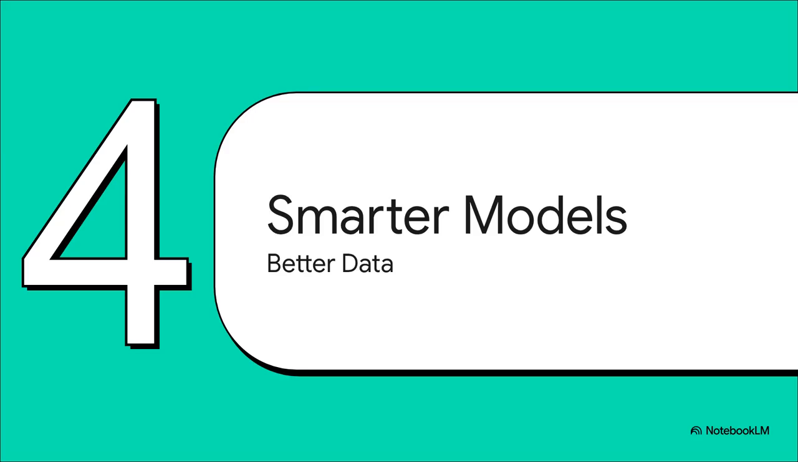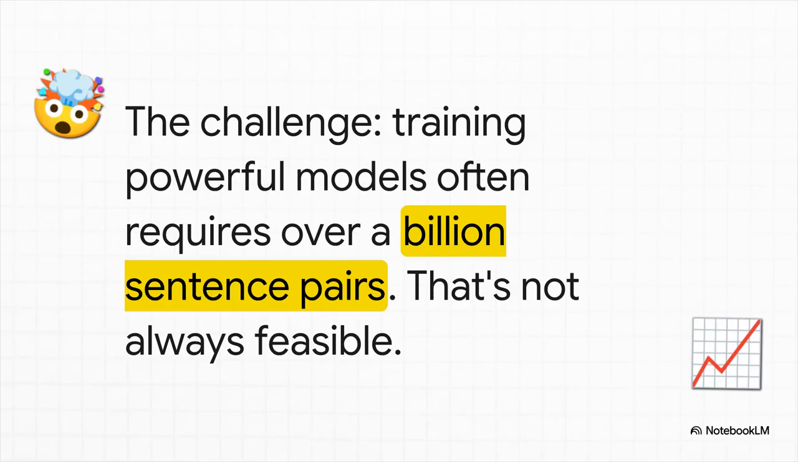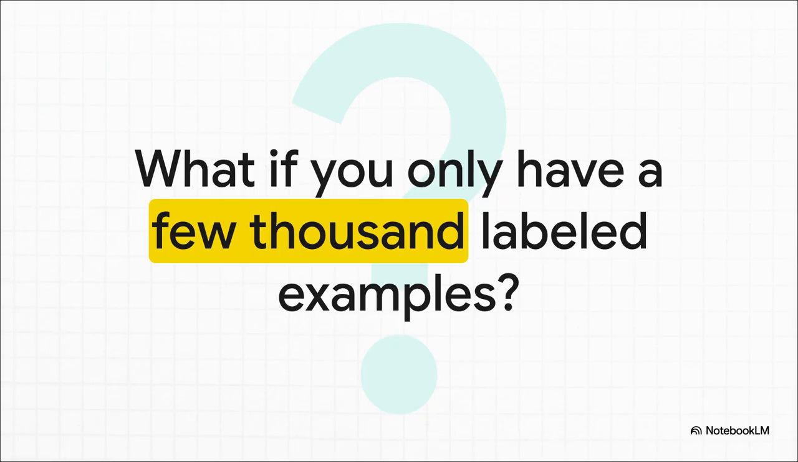All right, so that's the theory, but how does all this actually work in the real world where data can be messy or you just don't have that much of it? And here's the big catch. To train one of these powerful embedding models from scratch, you need an absolutely staggering amount of data. We're talking more than 1 billion pairs of sentences. For most people, most projects, that's just not going to happen. So what do you do? What if you have a great idea for a project, but you've only got a few thousand really good labeled examples to train on? Is it game over?